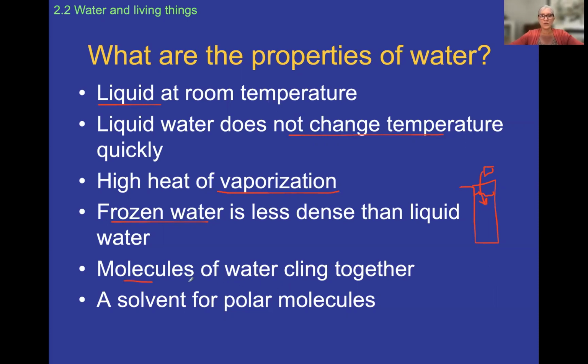We know that water molecules will cling together. We'll look at a picture of that in just a moment. And it is a good solvent for dissolving things. So we're made of 66% or close to 70% water. Humans are.